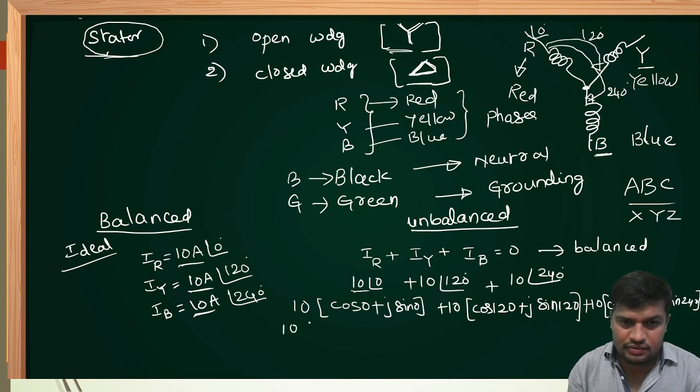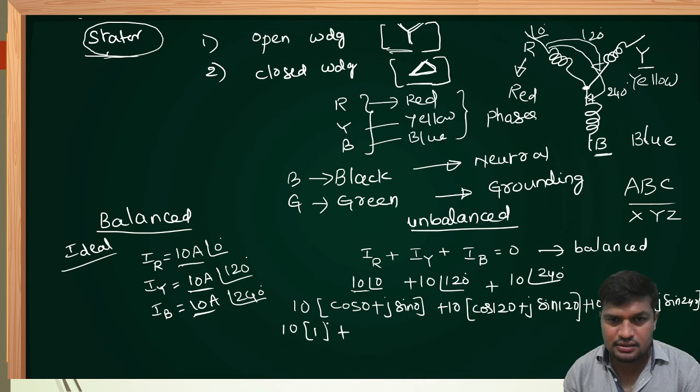Cos 0 value you know very clearly is 1. Sin 0 is 0. Therefore it is only 10. Cos 120: cos of 90 plus 30.